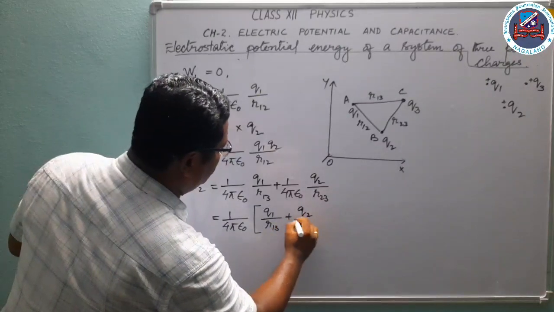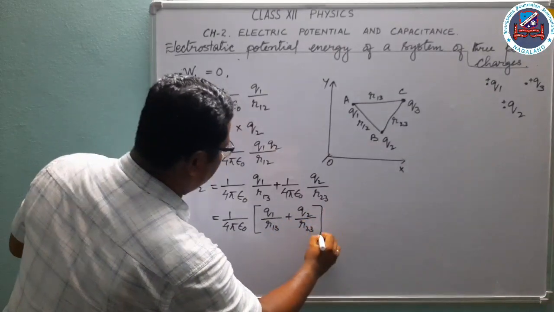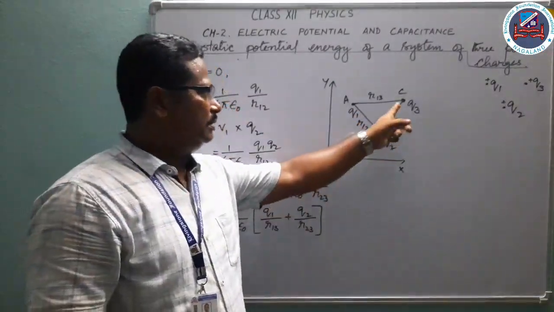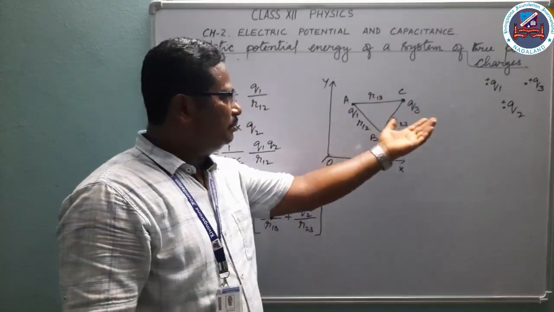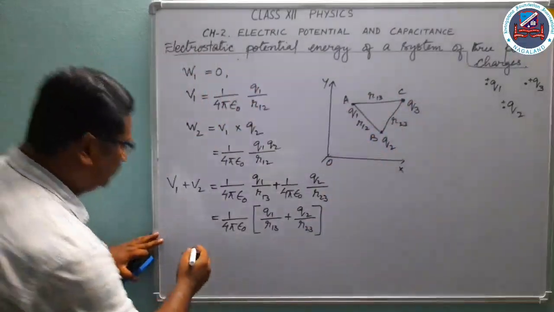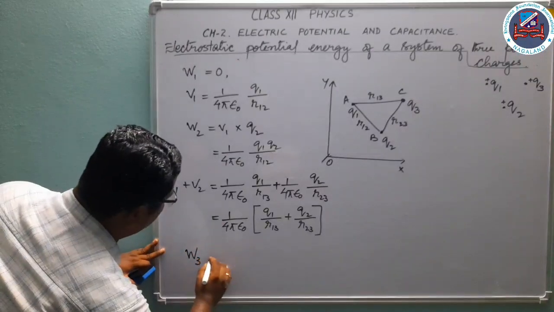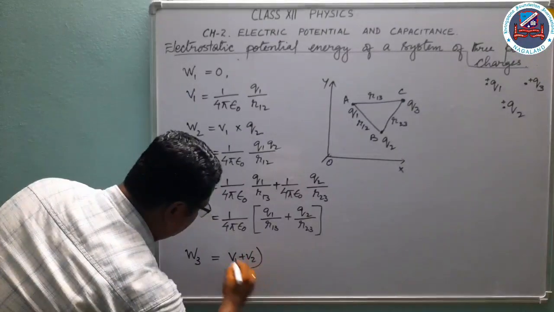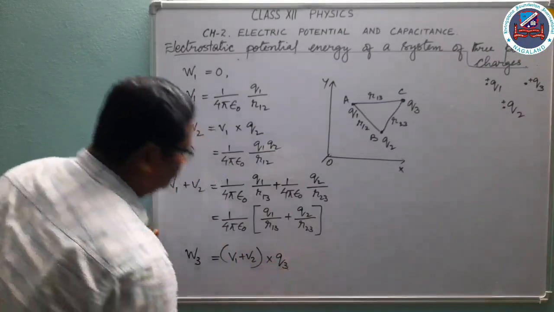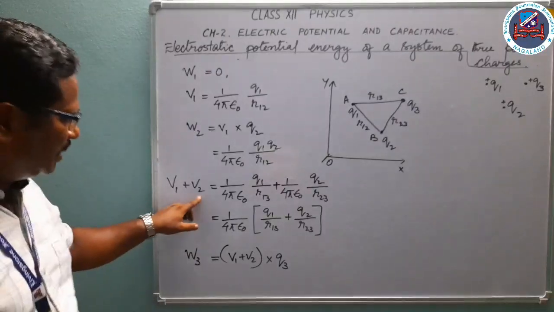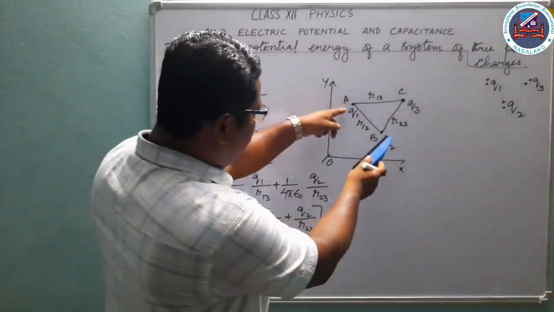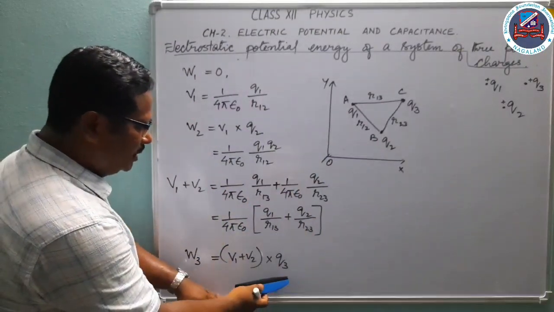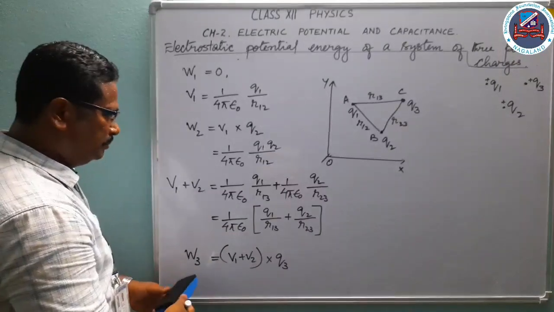This will be the potential developed by the first and the second charge at this point C. Now when you bring the third charge, the work done W3, the third work done, will be the potential V1 plus V2 into charge Q3. So ultimately this V1 plus V2, potential developed by Q1 and Q2, their sum total, multiplied by this Q3, then we get the third work done.